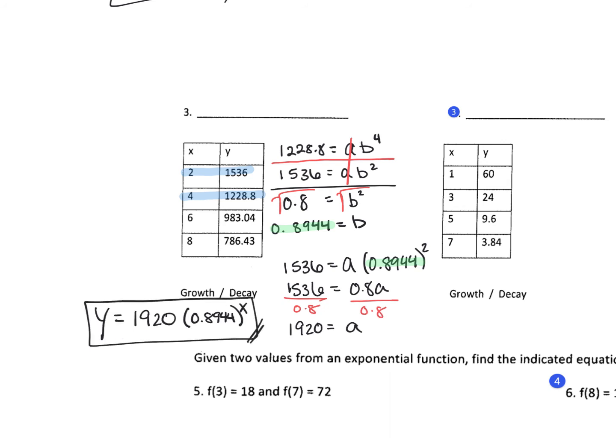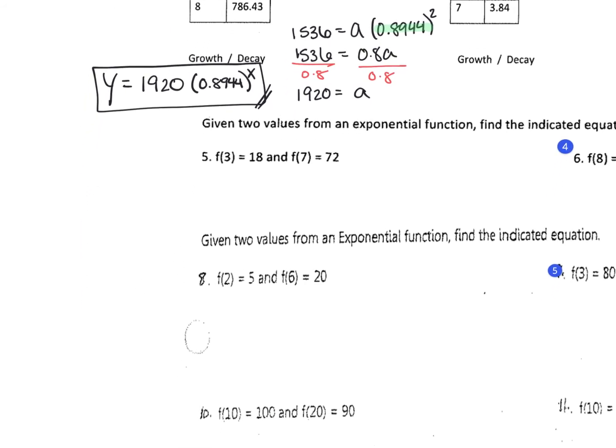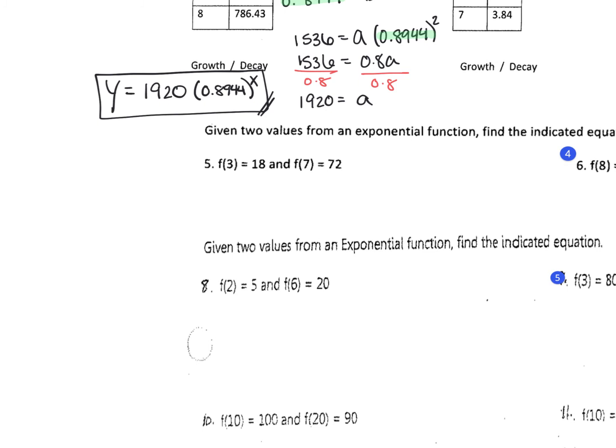So the last 2 examples we've done both deal with tables. We're going to be doing 2 more examples, one with just some ordered pairs, the other with a graph. So let's keep scrolling down on this same page. In these next problems, it says, given the 2 values from an exponential function, find the exponential equation. So if we take a look down here where it says problem number 8, it doesn't actually give it to us in a coordinate pair.